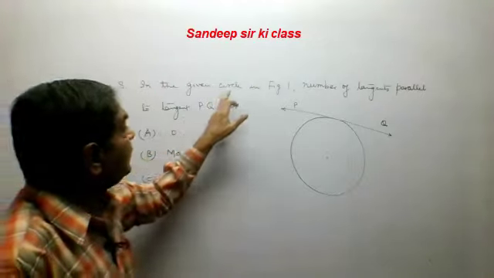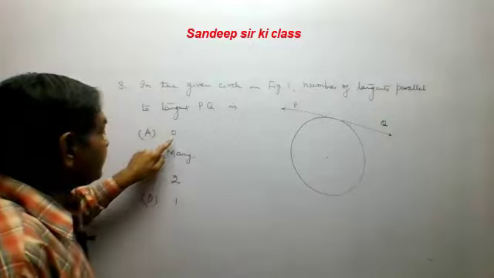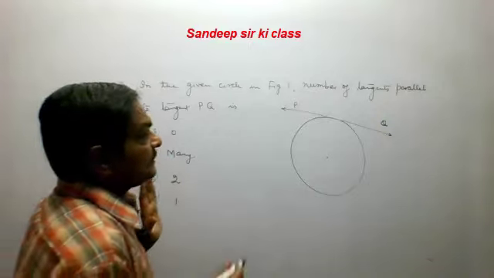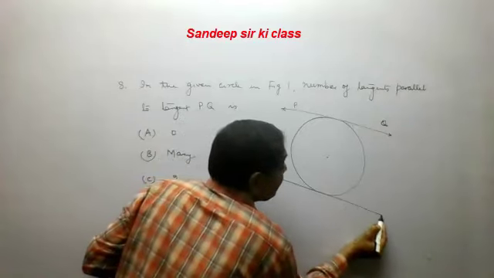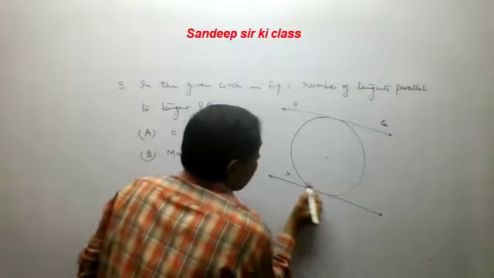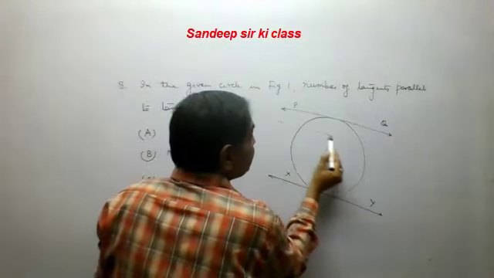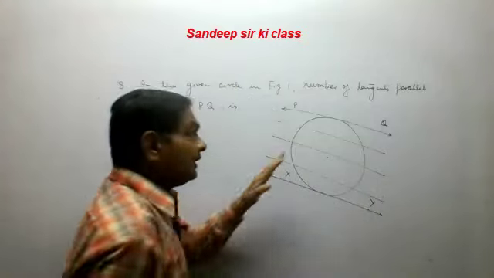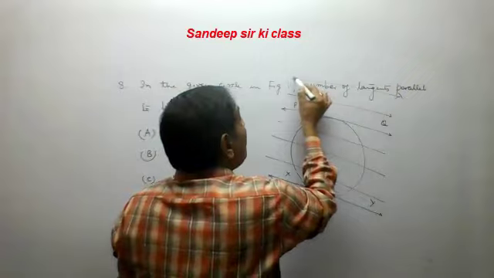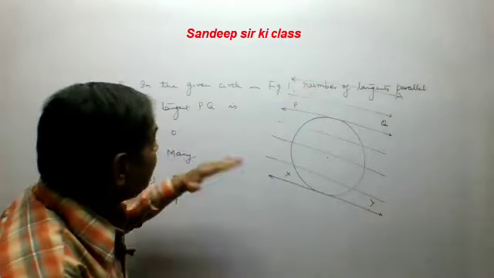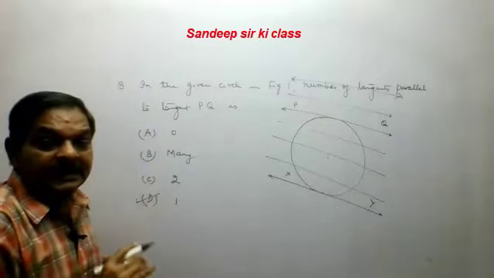Question number 8. In the given circle in figure 1, number of tangents parallel to tangent PQ is, options are 0, many, 2, 1. See, parallel to PQ, many lines can be drawn, but only one line will be this line. Say this is XY, will be tangent to the given circle. All other lines which are parallel to this will be like this only, and they all will be secant. Other lines which will not be intersecting will be like this. So only one tangent can be there which will be parallel to this tangent PQ. So here option D is the correct option.